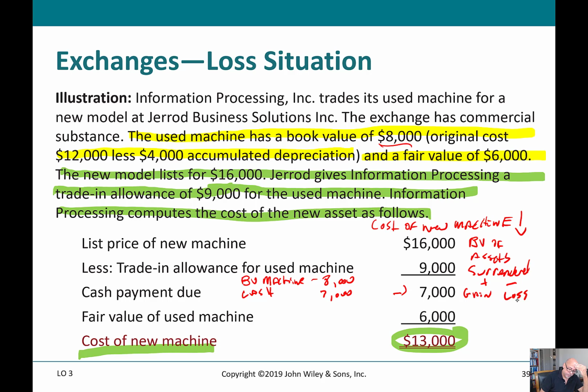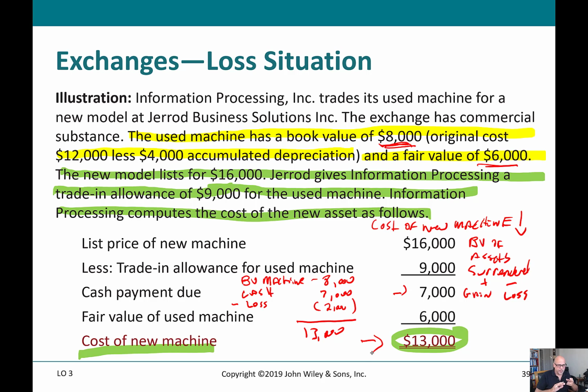And then my little formula says less the loss. I'm going to subtract the loss. And the loss is what? It is $2,000. The book value is $8,000, and the fair value is only $6,000. That's a loss of $2,000. And I come up with the same answer, $13,000.